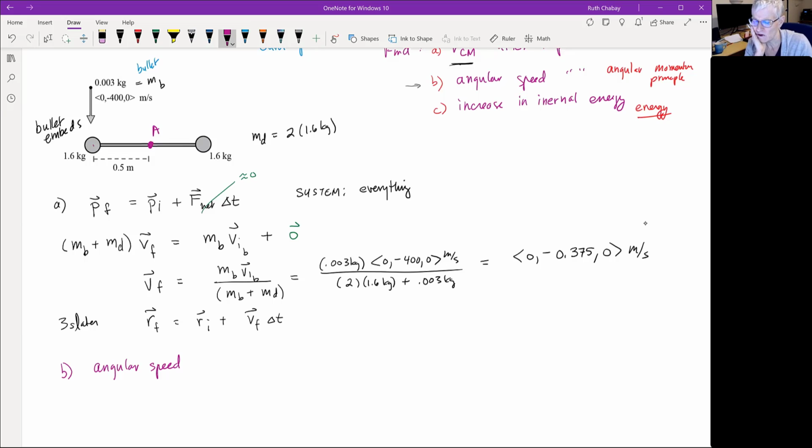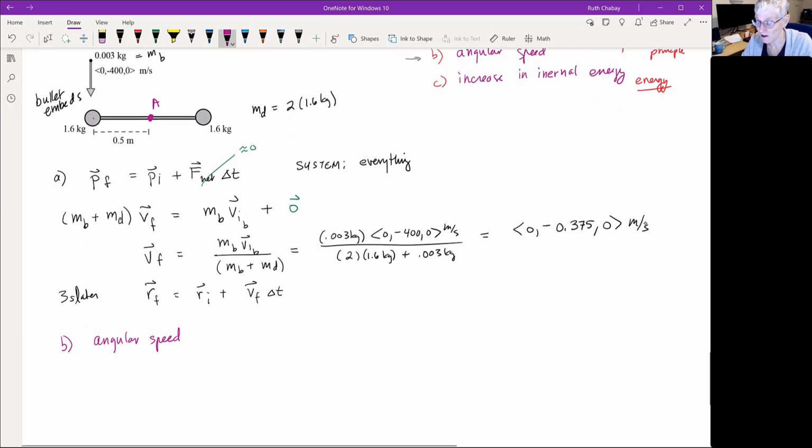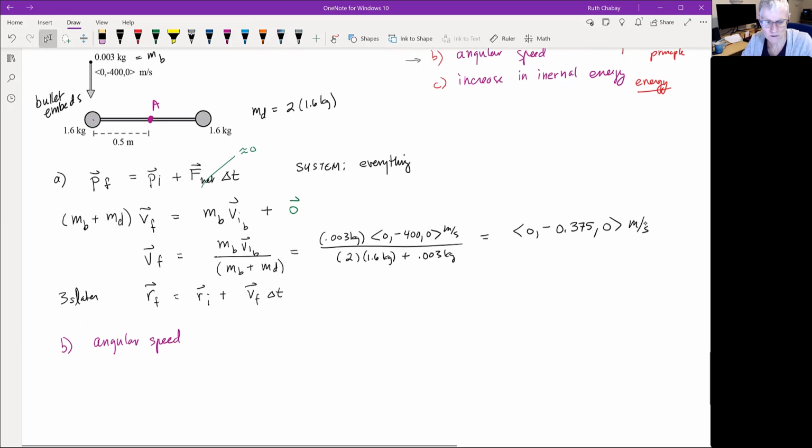Now, 0.003 kilograms, so 3 grams, is not going to be a big deal compared to 1.6 kilograms, so it won't shift very much, just a tiny bit. Okay, so we're going to pick the center of the dumbbell.